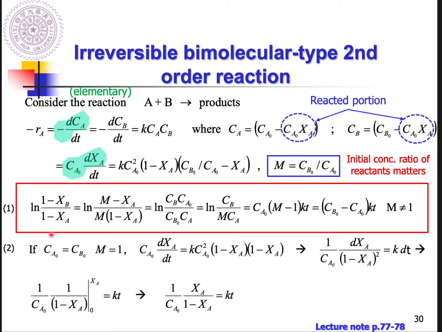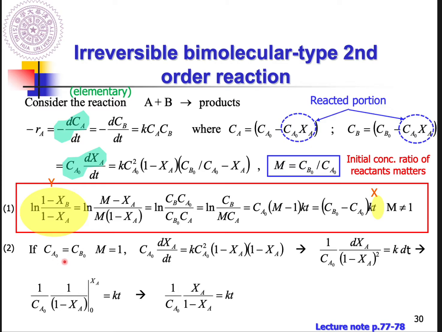So after a series of derivations, the details you can check on pages 75 to 77 in the lecture notes. And you get this relationship for when M is not equal to 1. So in this case, if we use this as y and this as x, and you put in the data, if you get a straight line, then you will say, oh, this reaction we're talking about is an irreversible second order reaction. Okay, if it's not a straight line, then definitely it is not an irreversible second order reaction.